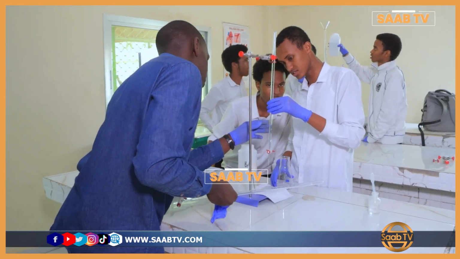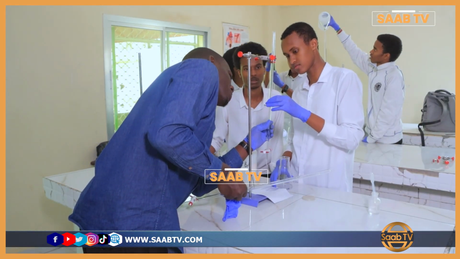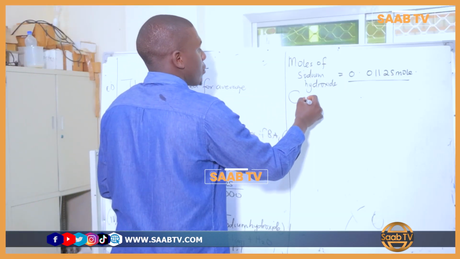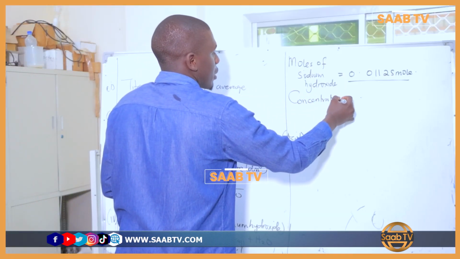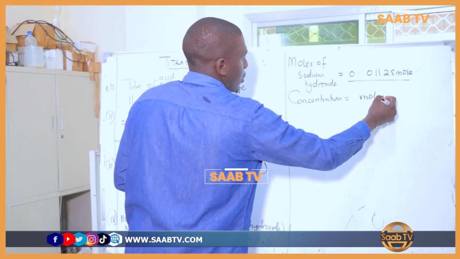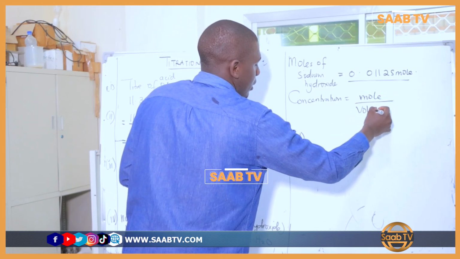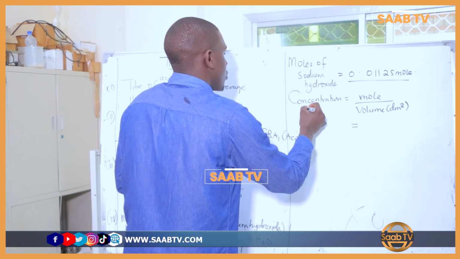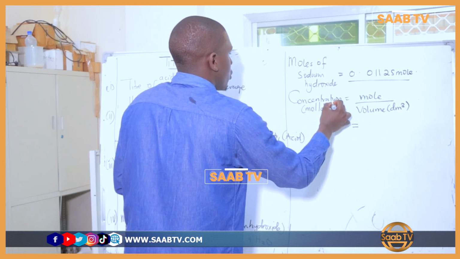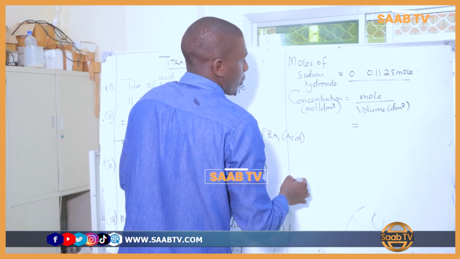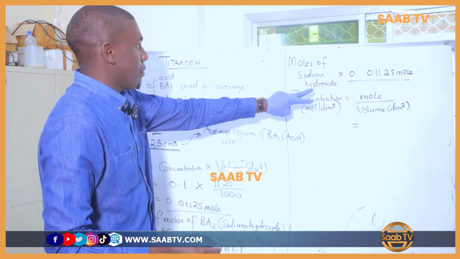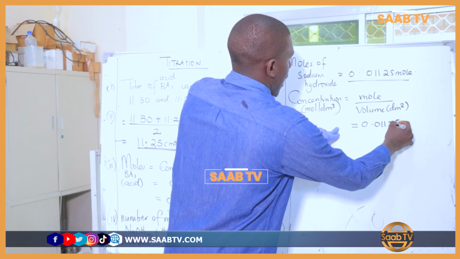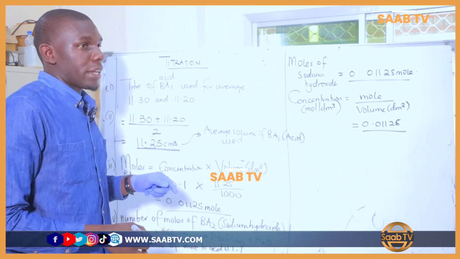Now, the next part is to get the concentration of BA2. Remember, BA2 is sodium hydroxide. And how do we get the concentration? From the formula, concentration is equal to moles divided by the volume in what? In decimeters cubed. Because concentration is required in moles per decimeter cubed. Now, how many moles of sodium hydroxide do we have? 0.01125. And how much volume did we use of sodium hydroxide?